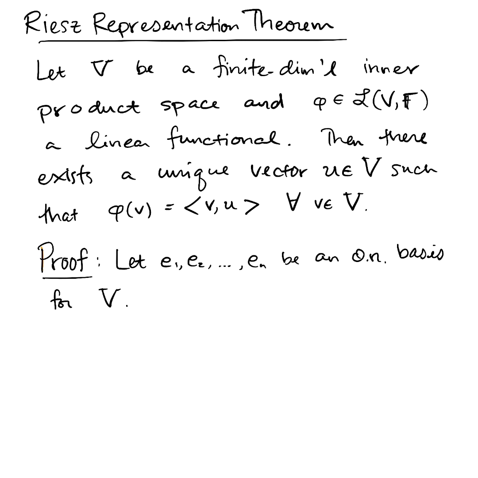Now, let phi be a linear functional. Anything you want, no specific formulas. All you know is that you got a linear map from V into your scalar field. That's all you know about phi.